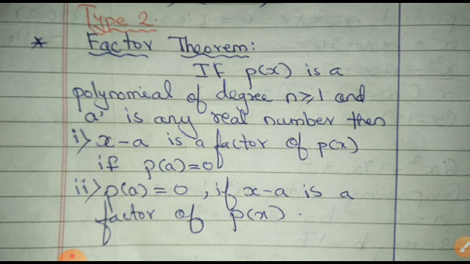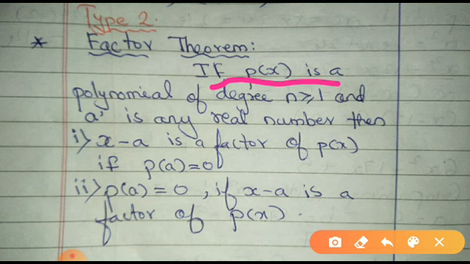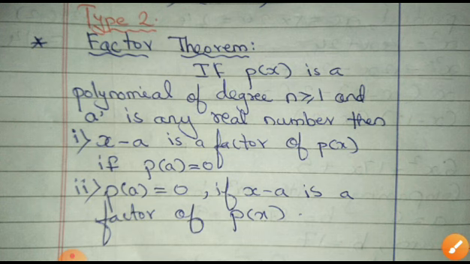The statement of this theorem is: if p of x is a polynomial of degree n greater than or equal to 1, and if a is any real number, then x minus a is a factor of p of x if p of a is 0. And the second part: p of a is 0 if x minus a is a factor of p of x. See whether there is anything that you have not understood.